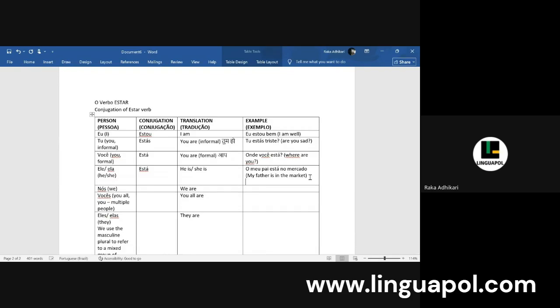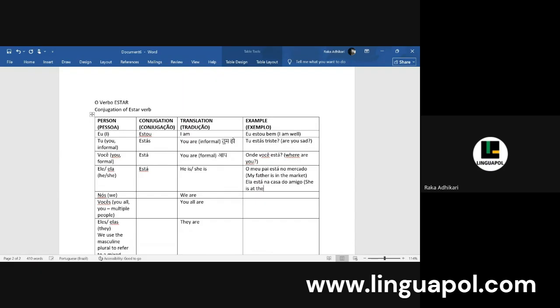Let's see some more examples with this. We can use ele, ela also. For example, Ela está na casa do amigo. She is at the friend's house. Ela está, she is at the house of the friend. Casa means house, do of the, amigo, friend. So she is at the friend's house. We can say house of the friend.